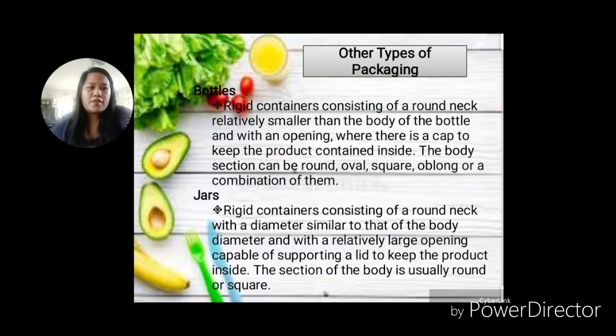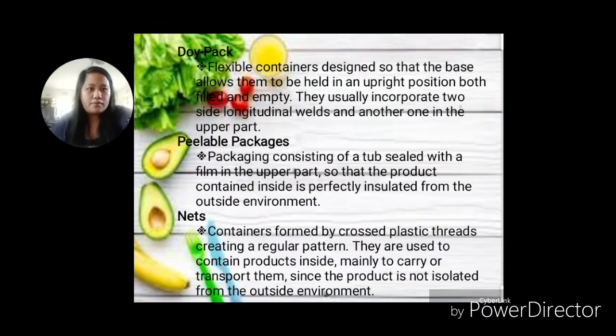Bottles: rigid containers consisting of a round neck, relatively smaller than the body of the bottle, and with an opening where there is a cap to keep the product contained inside. The body section can be round, oval, square, oblong, or a combination of them. Next, jars: rigid containers consisting of a round neck with a diameter similar to that of the body diameter and with a relatively large opening capable of supporting a lid to keep the product inside. The section of the body is usually round or square.